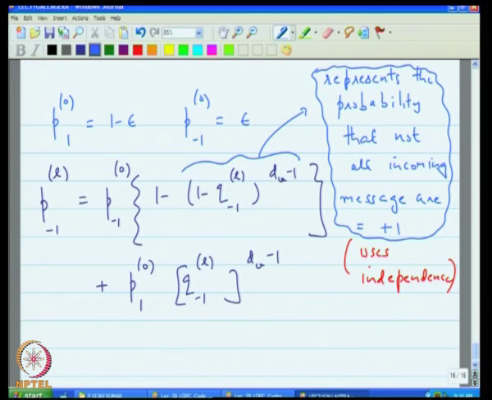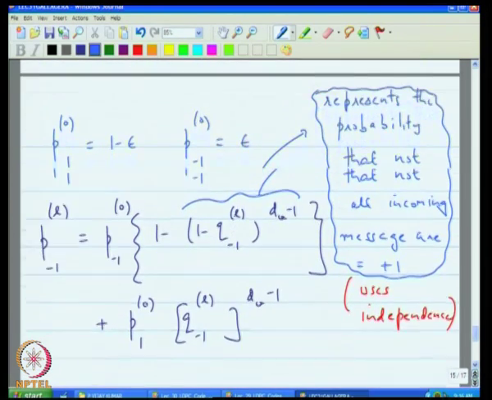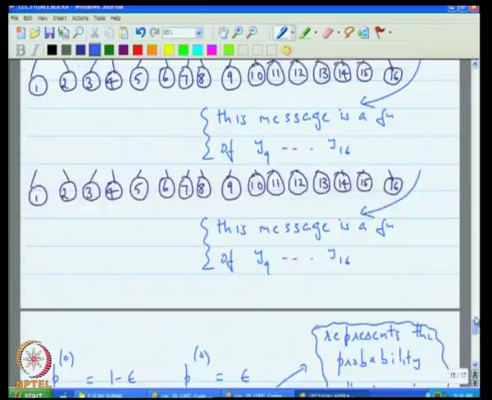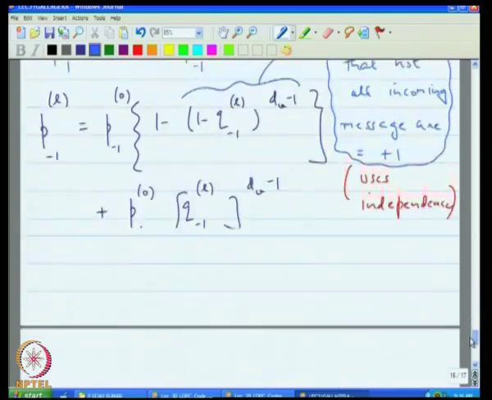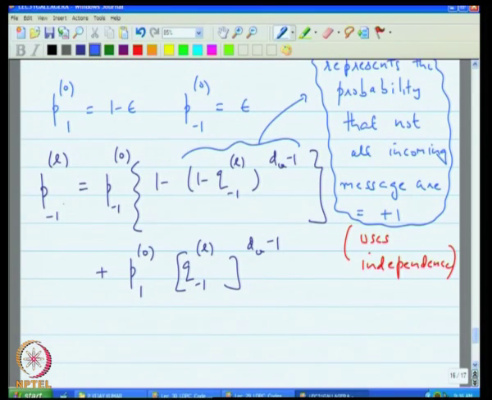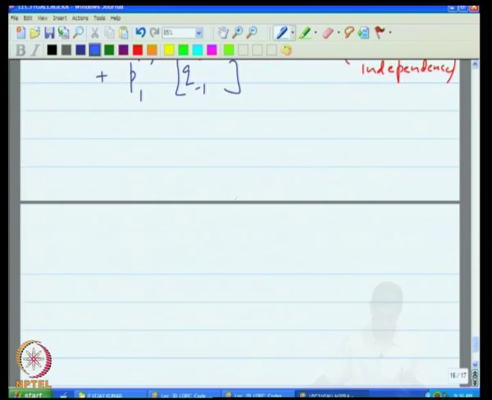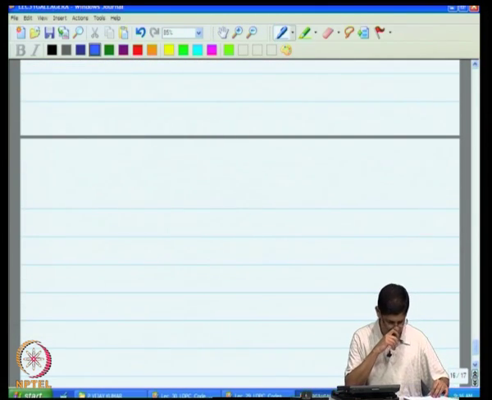So, now the Q's represent the probabilities of messages going from a check node to variable node. Okay. So, now we have the P minus 1s in terms of the Q's. So, how about the Q's themselves? So, the Q's can also be computed in this way.